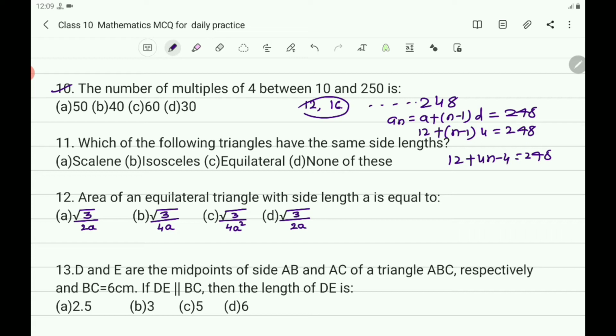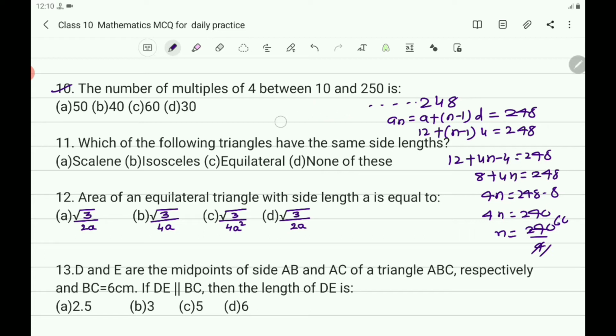Then 12 minus 4 is 8. 8 plus 4n equals 248. Then 4n equals 248 minus 8. You will get 4n equals 240. Then n equals 240 by 4. 4 fifteens are 60. So how many multiples are there? 60 multiples are there. So the answer is 60. That is option C. So you must find the last and first terms. And D, naturally, as it is multiples of 4, D will be 4 only.